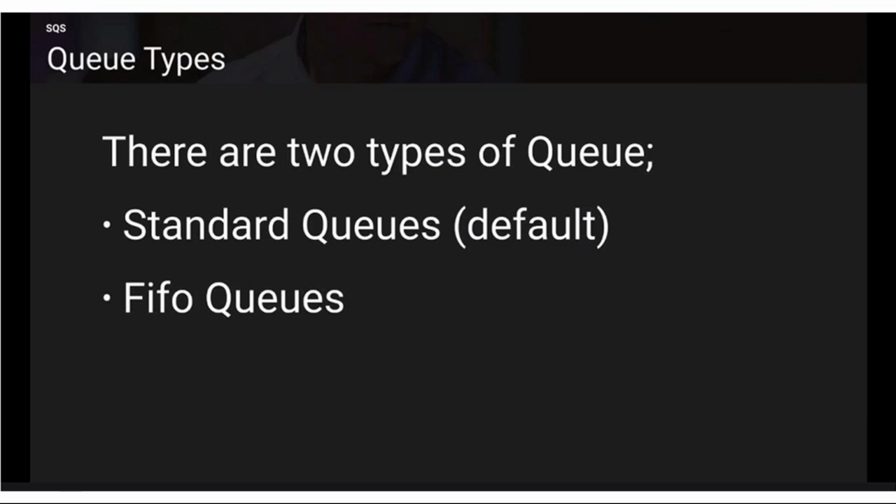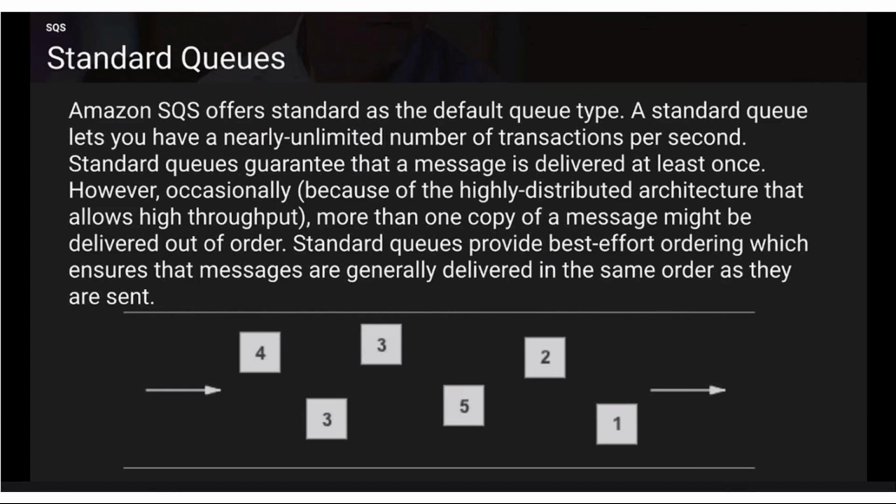So there are two different types of queues overall. One of them is a standard queue and the second is a FIFO queue. The standard queue is the default one which we use all across, and FIFO, as we all know, is first in first out. Amazon SQS offers a standard queue as the default queue type. The FIFO queues were recently introduced around 4 months back, in September or October last year. Before that, we only had the standard queues.